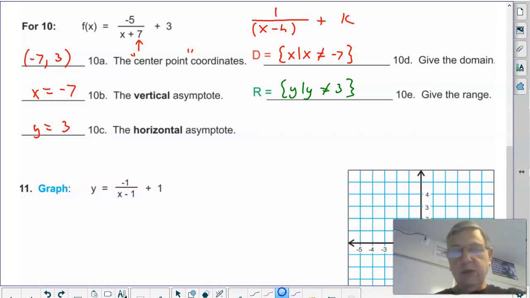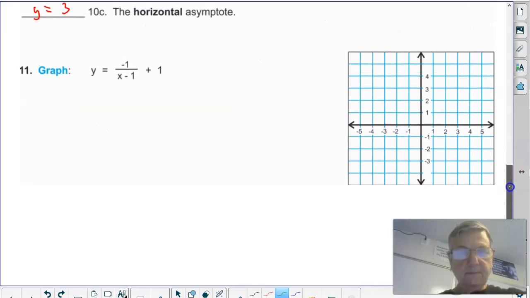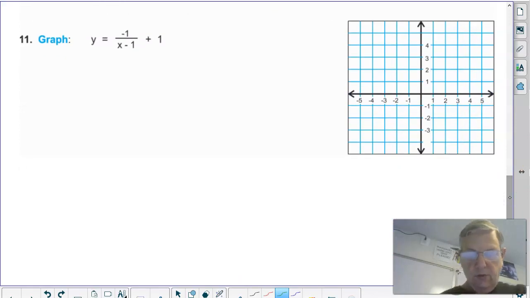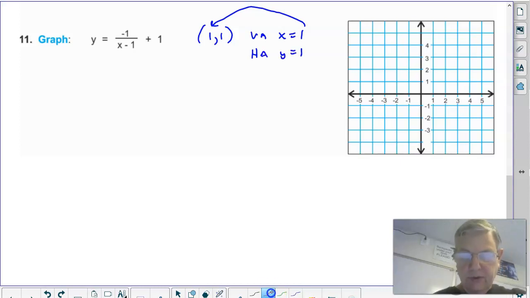All right, let's see if we can apply that now to graph number 11. Let me go a little higher here. Okay, so I want to figure out my center point, and it's 1, 1. Therefore my vertical asymptote is x equals 1 from the x value, and my horizontal asymptote is y equals 1 from the y value. So I'm going to put those in. I have a vertical asymptote, and I have a horizontal asymptote.